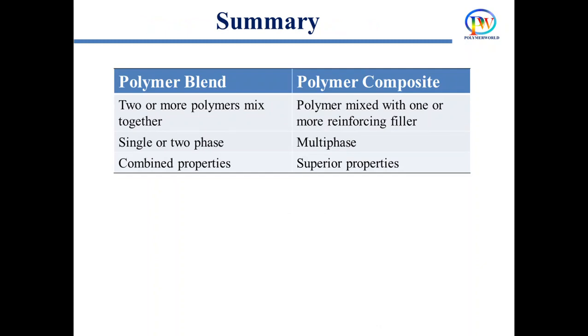In summary, blends are made when two or more types of polymers are mixed together at molecular scale. They can form a homogeneous miscible blend or a heterogeneous immiscible blend. Polymer blends show one set of properties instead of properties of each polymer separately. Whereas polymer composites are made of polymer and reinforcing fillers. The combination of these two results in a multi-phase composite with superior properties.